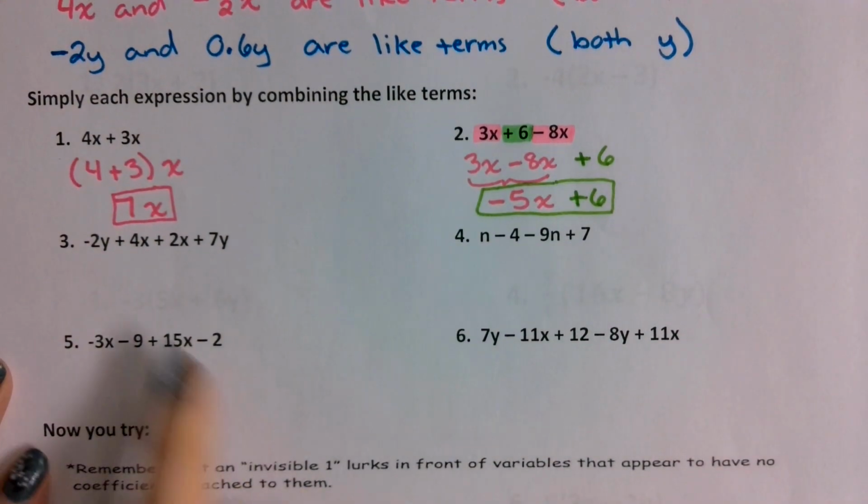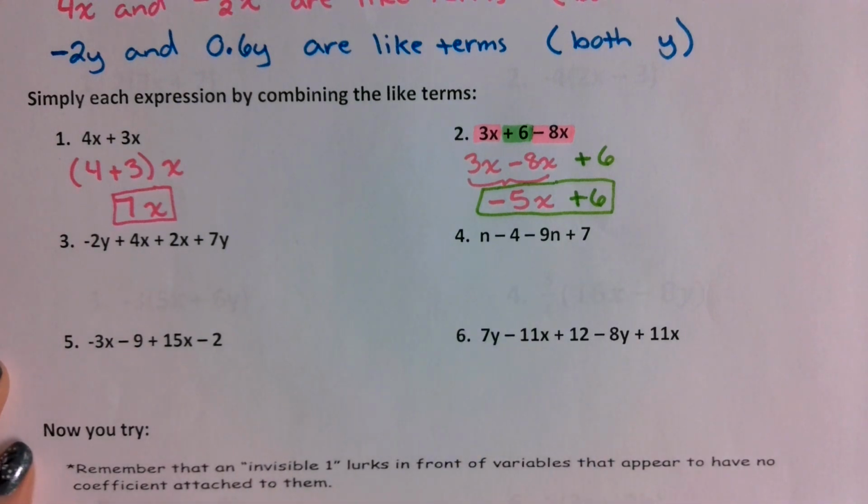I want you guys to go ahead and do problems 3 through 6 on your own, combining like terms and simplifying so that you have only one of each type of variable, because there might be more than one variable, and only one constant if there is one.